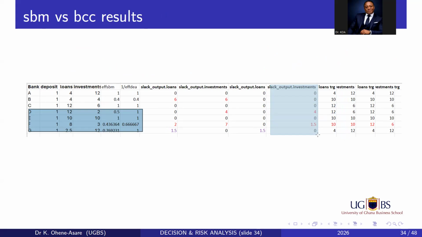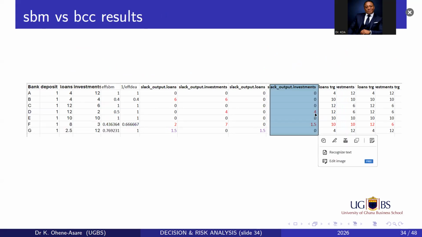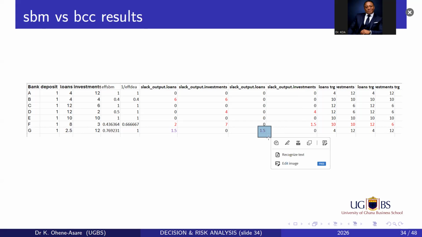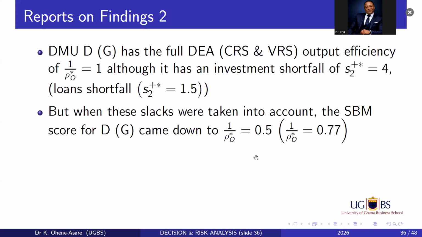Okay. Investment shortfall of what? Which one are we talking about? D and G, yes. Investment shortfall of 4 and 1.5. You have that. The 1.5 is this one. It is a gene. So this gene had that shortfall, and yet they were not captured. That's a point we made there.